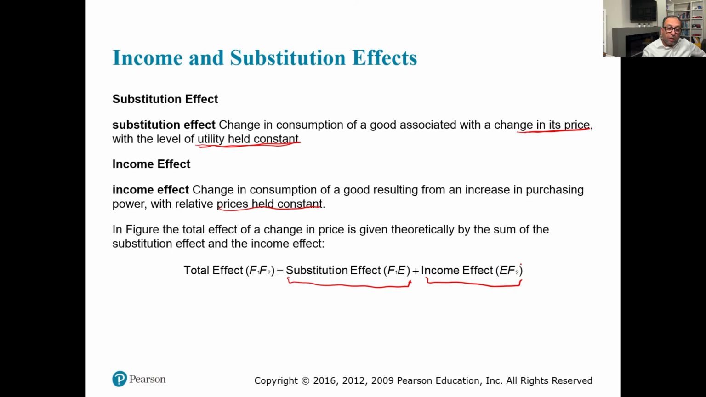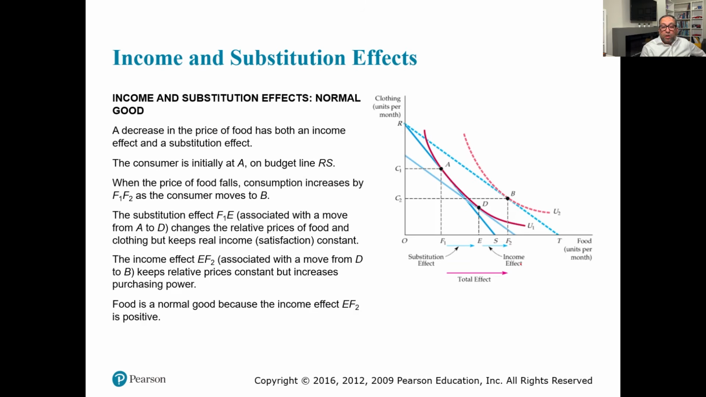So let's see in our diagram. The initial budget line is RS. That's the initial curve, and we see that the consumer can buy at point A. When the price decreases, what is happening? The budget line rotates. We see here this blue dotted line.